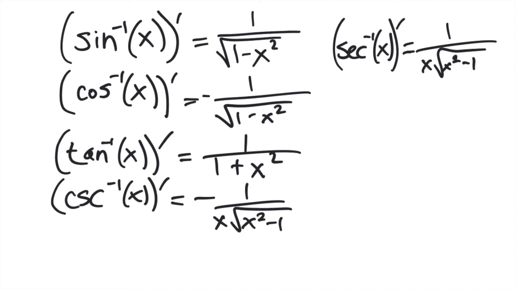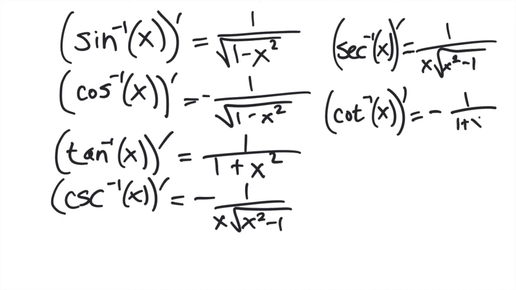In fact, the cotangent as well: the derivative of the inverse cotangent is also very similar to the inverse tangent, which is a negative 1 over 1 plus x squared. So these are good ones to have in your bag, so that you can pull these out and be able to deal with derivatives of inverse trig functions as well.